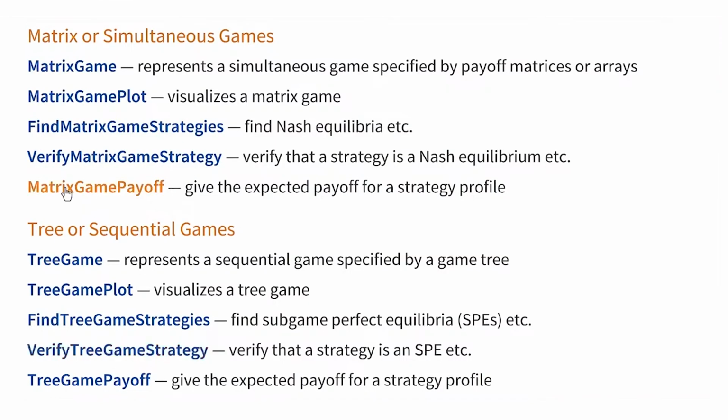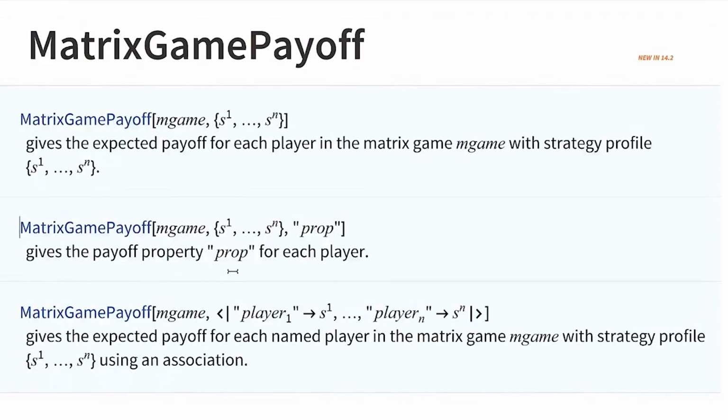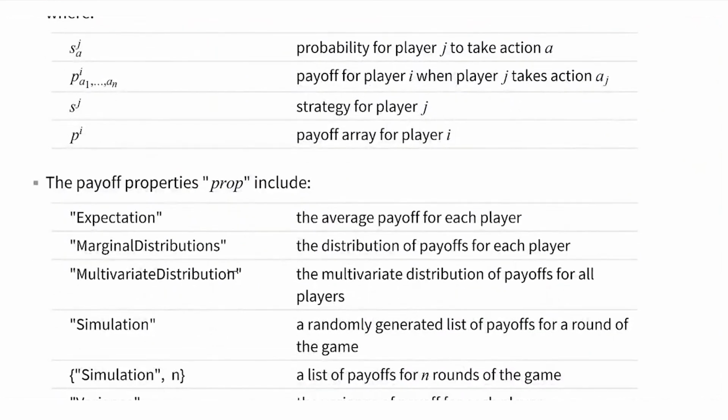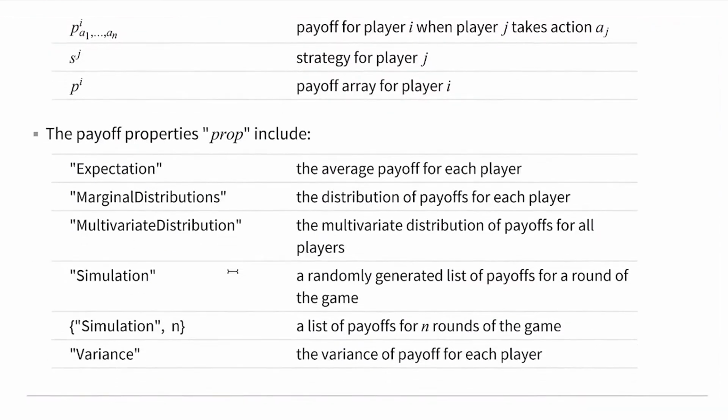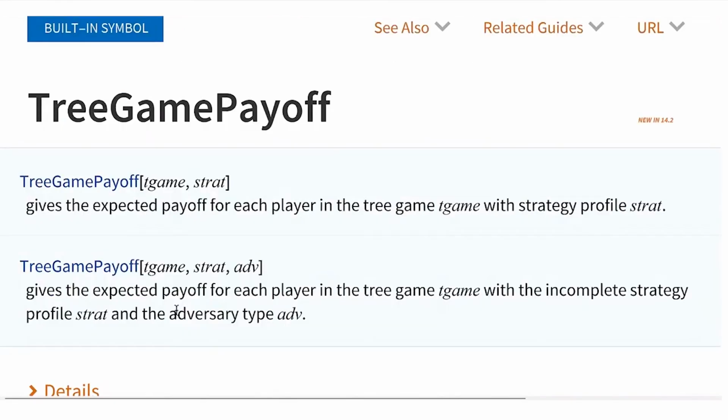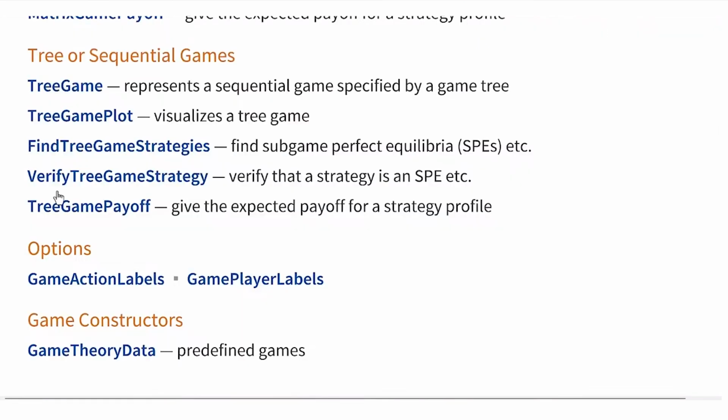Then we have matrix game payoff and tree game payoff. For matrix game payoff, we have different properties, such as, of course, the expectation, but also marginal distributions, multivariate distribution, simulation, variance. As for the tree game payoff, we have different types of adversaries. These allow you to assume some actions are done by either perfect or random players, and therefore it allows you to play games against players. We have two new options, game action labels and game player labels, if you want to label the actions or the players. And of course, our big game theory data, which covers all the predefined games.